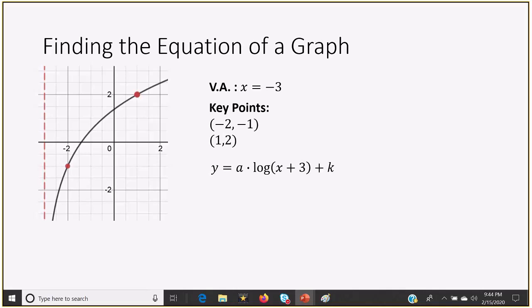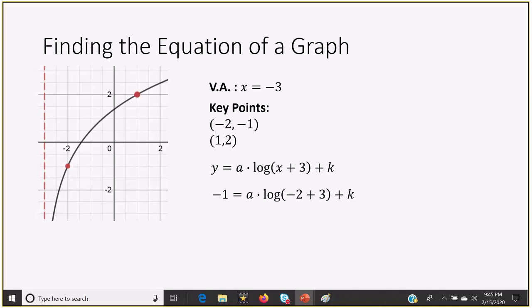I think what probably would happen in WebWork is they're going to tell you what base to use, but if they don't tell you which base to use, I would recommend using log base 10. So now we're going to plug in some values to figure out what these missing variables are.